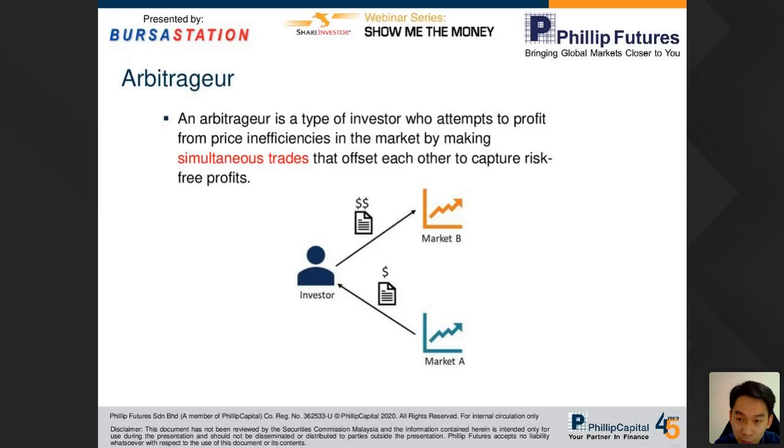Gold futures actually is listed in quite a few exchanges. One of the exchanges will be our own Bursa Malaysia, known as FGLD, futures on gold, and the other futures will be on the COMEX market, the US market. So if this investor found out that the price in these two markets differs after considering exchange rate, of course, because one is in the US market, one is in the Malaysian market.